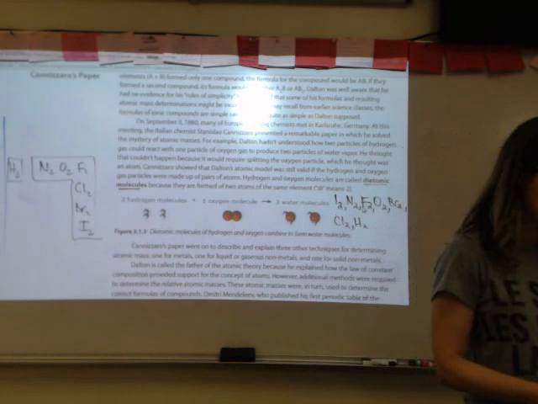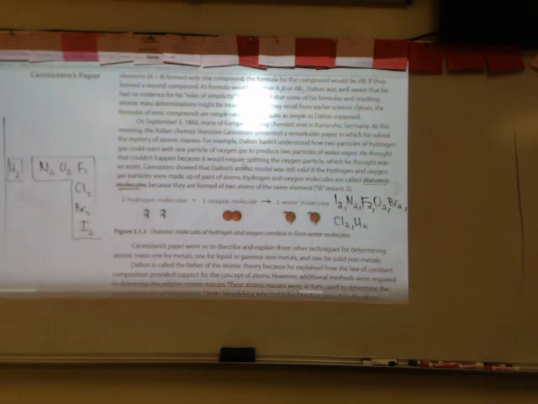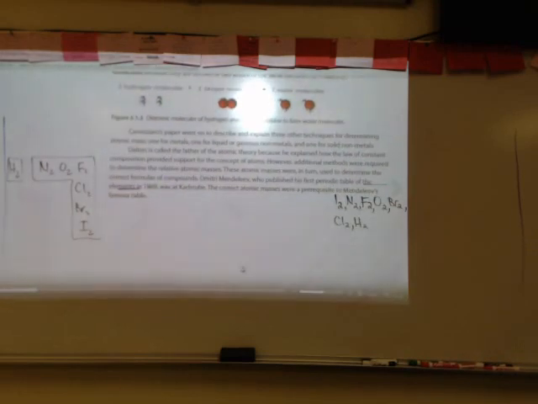Okay? So Dalton is called the father of the atomic theory because he explained how the law of constant composition provided support for the concept of atoms.